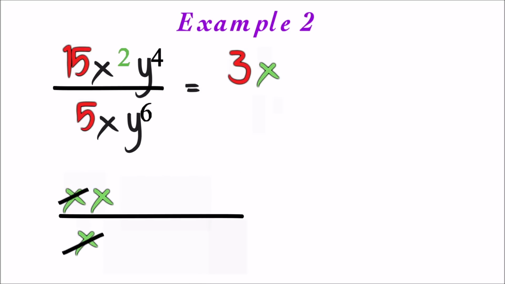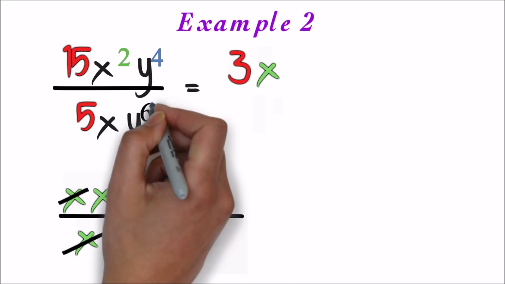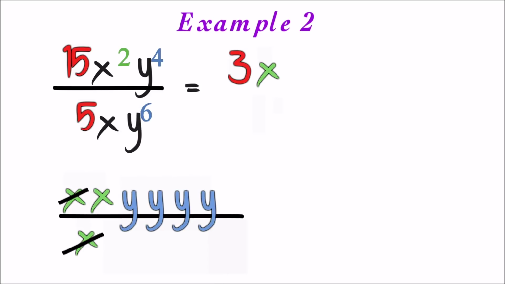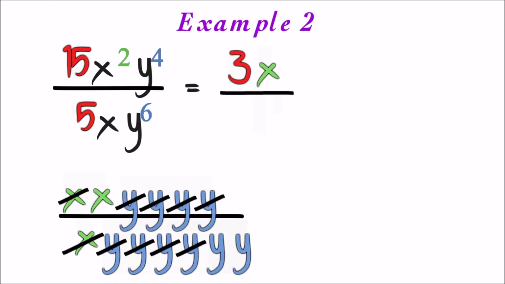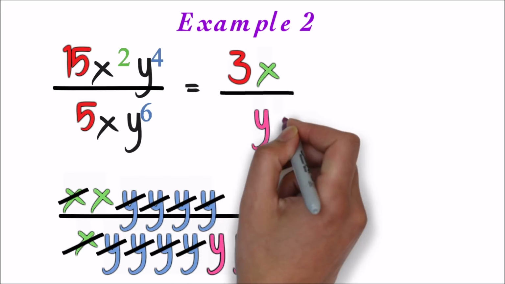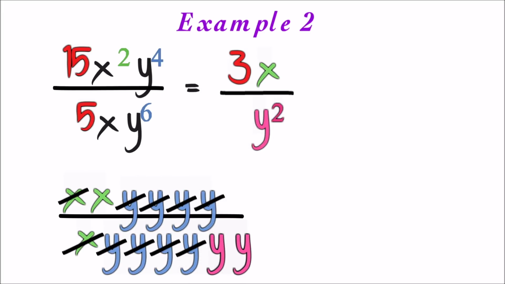Also, we see there are 4 y's at the top and there are 6 y's at the bottom. So there will be 2 y's left at the bottom. So this is our final answer.